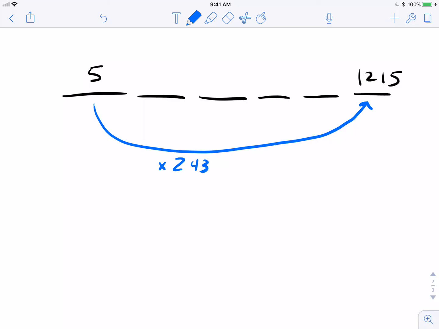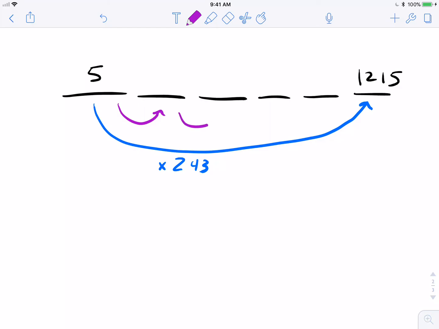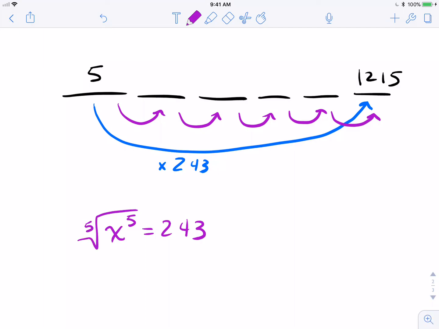Now this one's not as obvious. First of all, 243 isn't as common as 16. We have a lot of mini jumps here. So how many mini jumps do we have? We have 1, 2, 3, 4, 5. So some number times itself 5 times here was 243. This is exactly what I meant in the last one. Now we can't do this in our head anymore. So really what we want to do is take the 5th root. In the last one we wanted to take the square root.